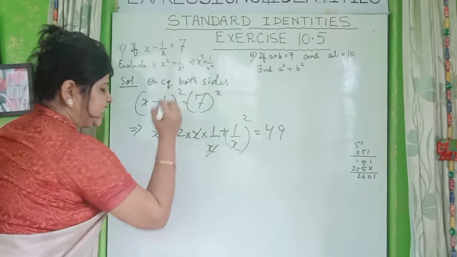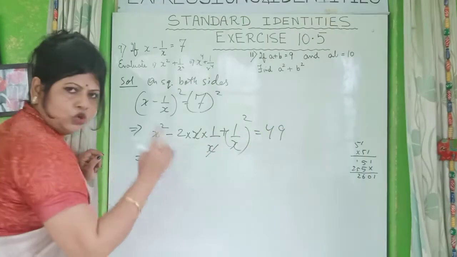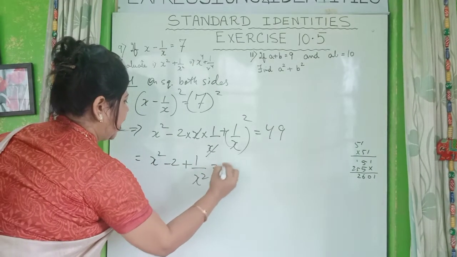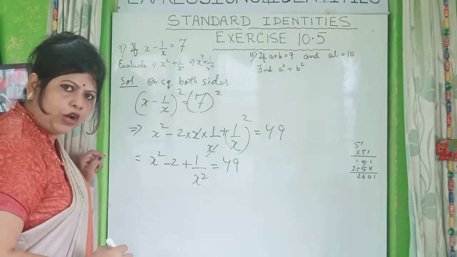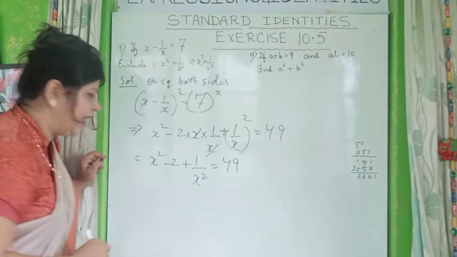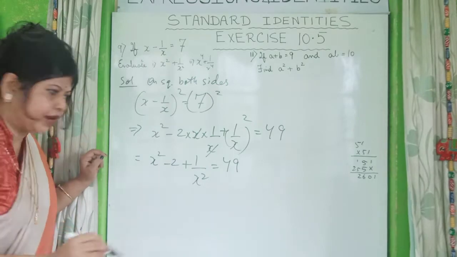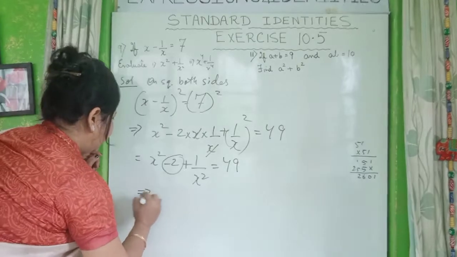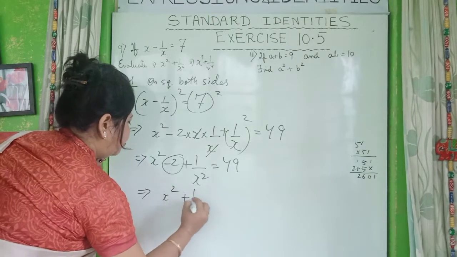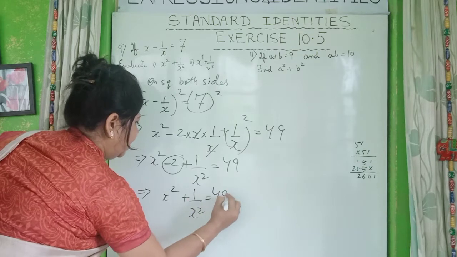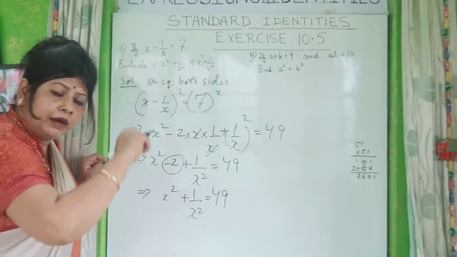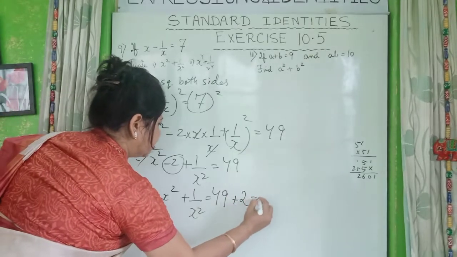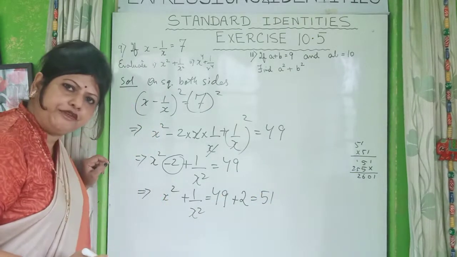So, here x and x cancel off. Solve this. x square minus 2 plus 1 by x square equals 49. Followed? What we have to find? We have to find x square plus 1 by x square. So, what you have to do? You have to take minus 2 that side. So, x square plus 1 by x square will be equal to what? 49. Minus 2 we are taking to the right side, it will become plus 2. So, 49 plus 2. So, my answer is 51.